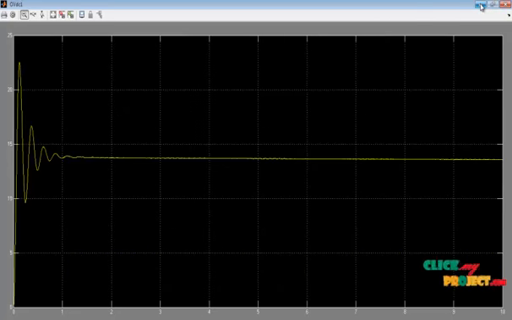Next one, this is a fixed DC, converted from variable to fixed DC. So this is a fixed DC voltage waveform. This is the rising time, and after some duration it goes to a constant value. So the overall harmonics are reduced on the input side, so the overall efficiency will be increased. Thank you for watching this video.